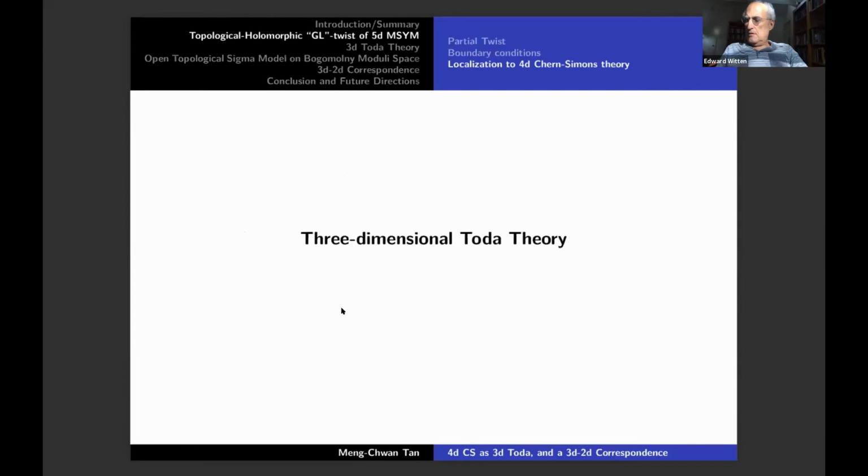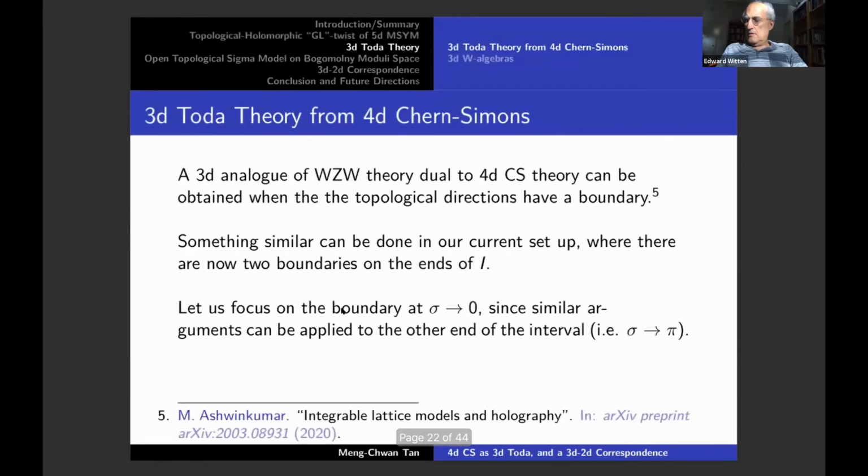Three-dimensional Toda theory. So a 3D analog of WZW theory that's dual to 4D Chern-Simons theory can be obtained when the two topological directions of 4D Chern-Simons have a boundary. This has been done by Ashwin Kumar, who's also a co-author of this paper, in the paper called Integrable Lattice Models and Holography. So a 3D analog of WZW is dual to 4D Chern-Simons in the bulk if the topological directions of 4D Chern-Simons have a boundary. Okay, so this is shown quite rigorously here.